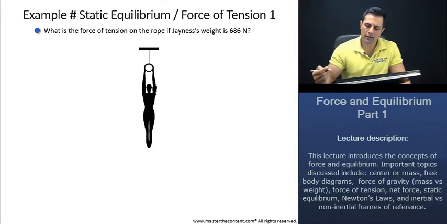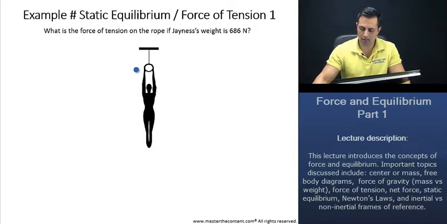Well, in this problem right here, we know that Janus is at rest, right? He's not moving in either direction, not in the horizontal or the vertical. So we know this is going to be a static equilibrium problem, and from that we know that we're going to have balanced forces as well, right?